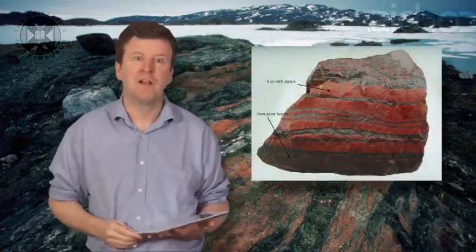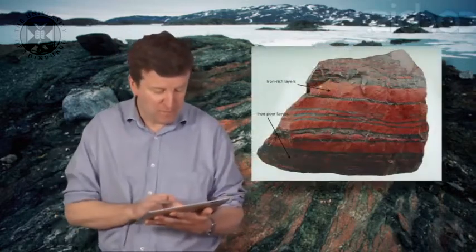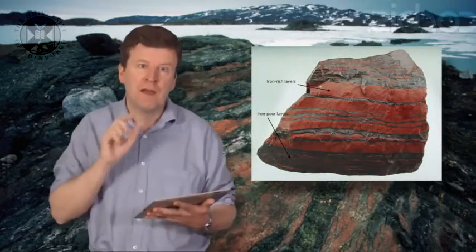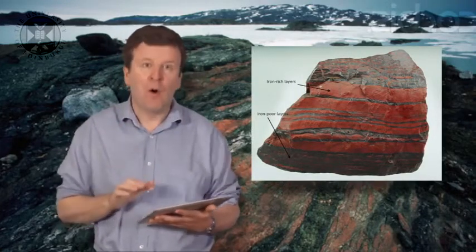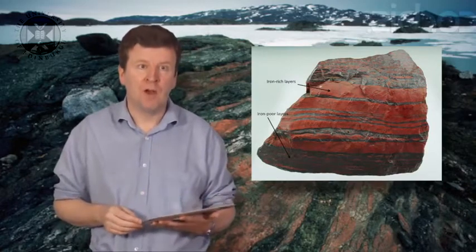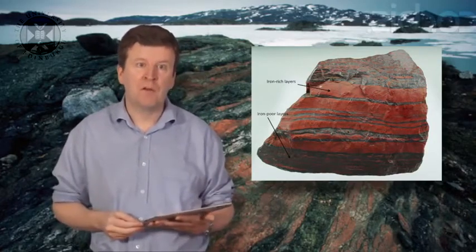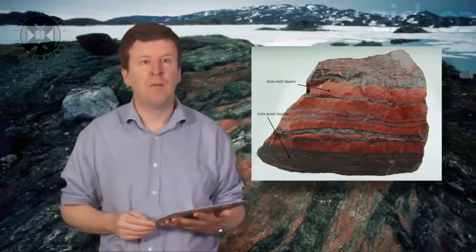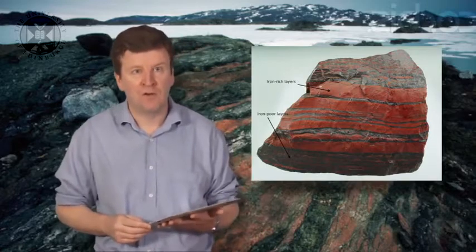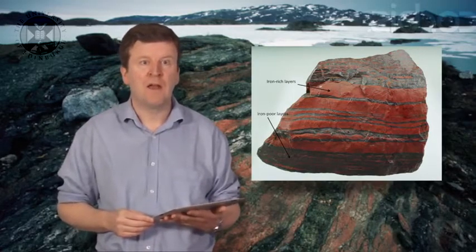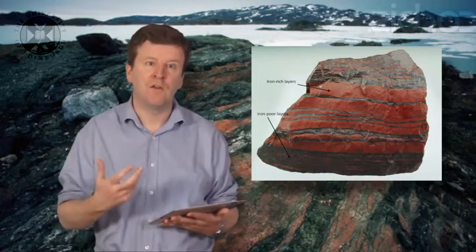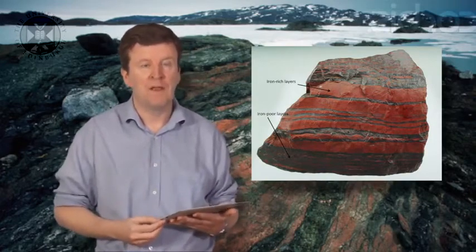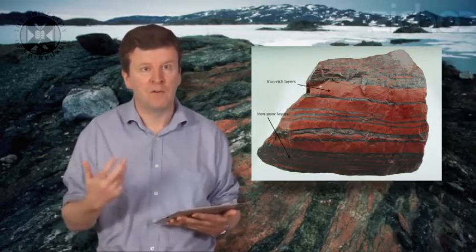A good example of this is banded iron formations. These are layers of iron-rich compounds that were laid down in the rock record before 2.4 billion years ago. Where did these banded iron formations come from? Well, what we think happened is that before 2.4 billion years ago, there was very little oxygen in the Earth's atmosphere. And as a result, a lot of the iron in the oceans was dissolved. It was solubilized. It was mixed with the water in the form of reduced iron, a very soluble form of iron.